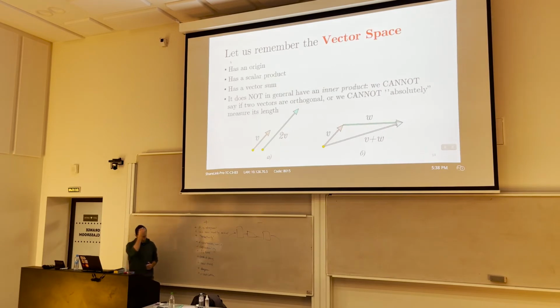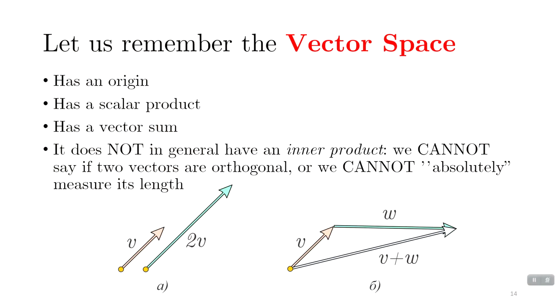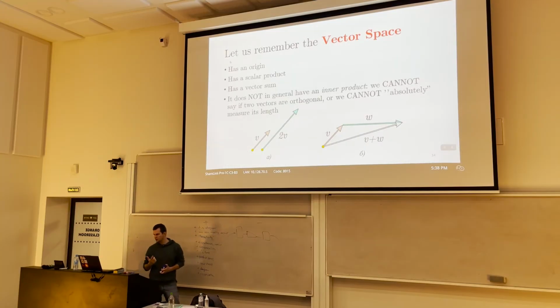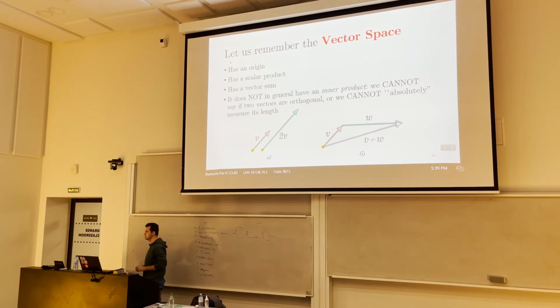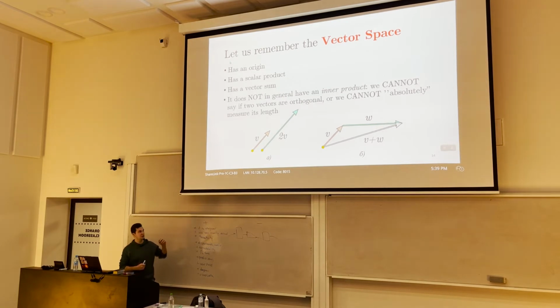Okay, before we consider the main intuition of the system, we need to play a little game here. But first of all, we need to remember the vector space. The vector space has an origin, it has a scalar product, it has a vector sum. So vector space is all about multiplication of a vector. A vector is like an arrow, a list of numbers, right? We can multiply it with a scalar, and we can sum vectors between them.